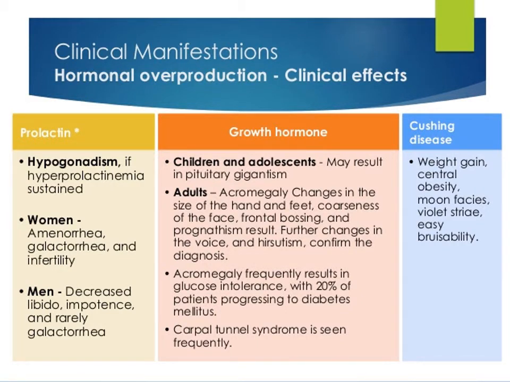Clinical manifestations of hormonal overproduction, and the clinical effects due to those overproduction of hormones, are: if it's excess production of prolactin due to lactotrope adenoma, it leads to hypogonadism. If it's sustained, in women, amenorrhea, galactorrhea, and infertility, and in men, there is decreased libido, impotence, and rarely galactorrhea.